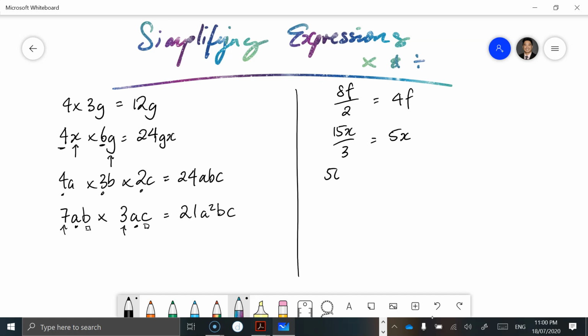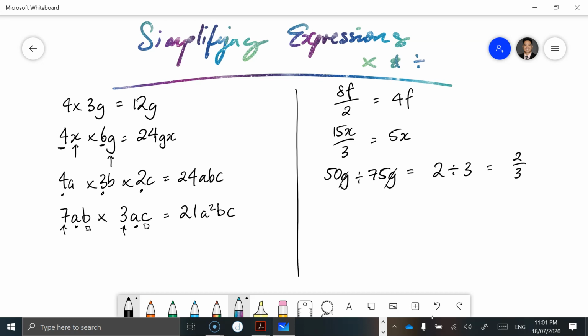If we had 50g divided by 75g, now if you're very good at your timetables, the highest common factor between 50 and 75 is 25. 25 goes into 50 twice, and 25 goes into 75 3 times. What you need to understand is that g divided by g is just 1. It just cancels out. So the answer is just 2 over 3.